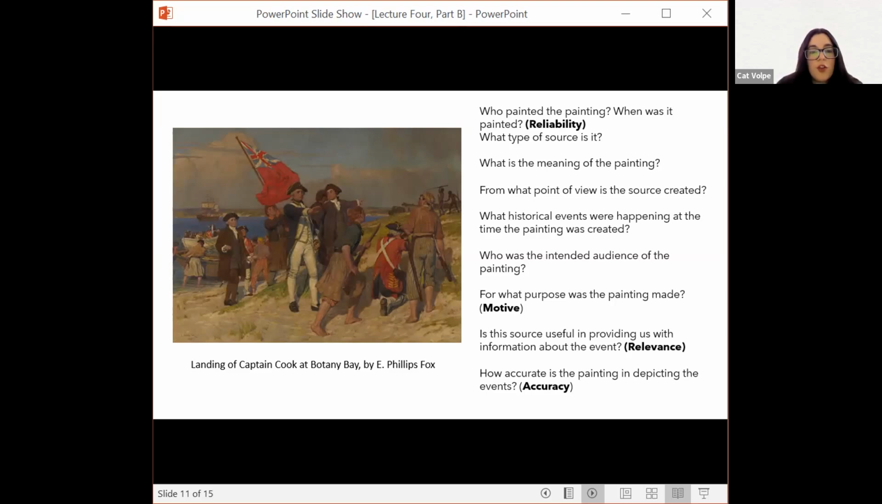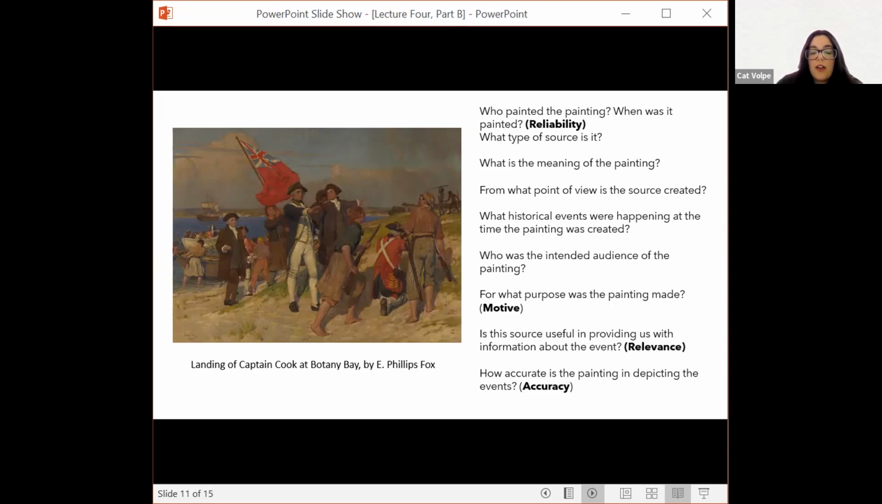From what point of view is the source created? What historical events were happening at the time that the painting was created? Who was the intended audience of the painting? For what purpose was the painting made? So the motive. Is this source useful in providing us with information about the event? So relevance, is it relevant to us? Is it useful? Okay, so usefulness and relevance coming together there. And how accurate is the painting in depicting the events?